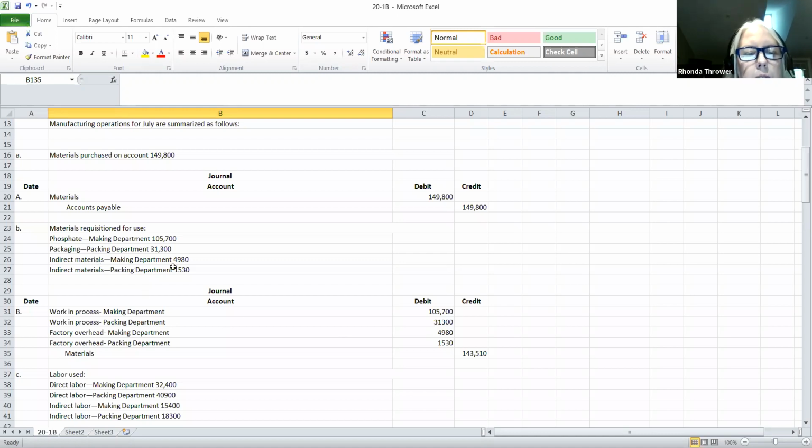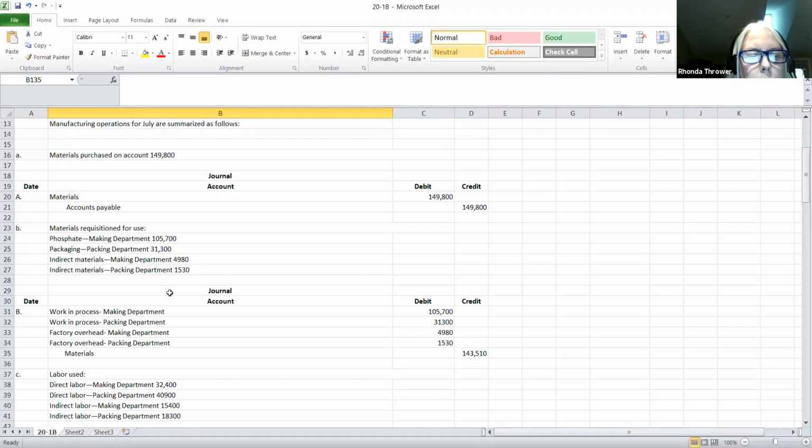We also had some indirect materials that we had to account for. Indirect materials, just like in the last chapter, are going to be your factory overhead. What's different about this chapter than last chapter is each department has its own factory overhead account as well as its own work in process account. You can see that we put our materials into process in the work in process accounts for each department. Our factory overhead would be kept up for our indirect materials.